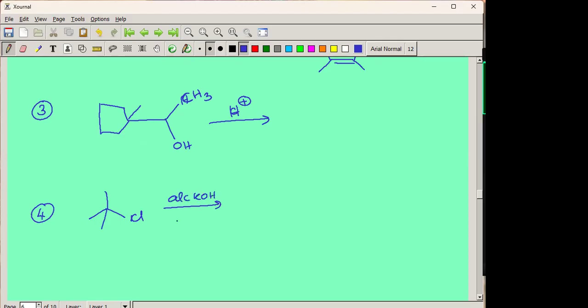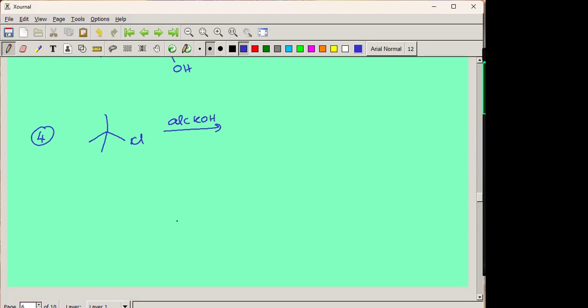Alcoholic KOH. What is the product that will be formed? And after the formation of this product A, now I am going to treat this product with HBr in presence of sunlight. What is the product that will be formed? Or if it is treated with HBr in absence of sunlight, what is the product here?